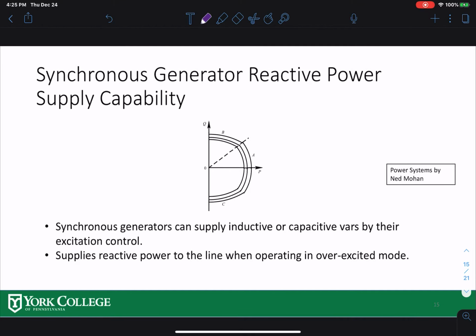Also, a synchronous generator can supply reactive power or consume reactive power depending on the field current, as you have seen before in chapter 3. In overexcited mode, you can supply reactive power. In underexcited mode, you can receive reactive power, so you can compensate either way. This is done only by field current control.